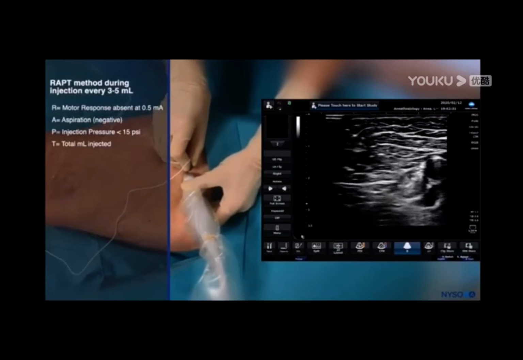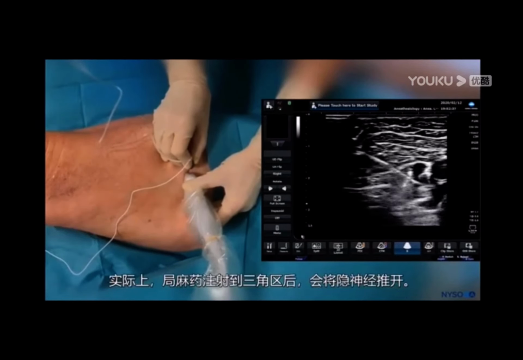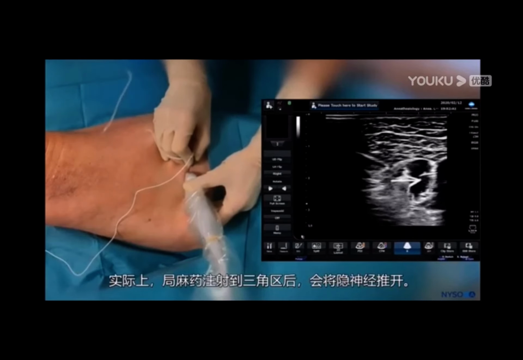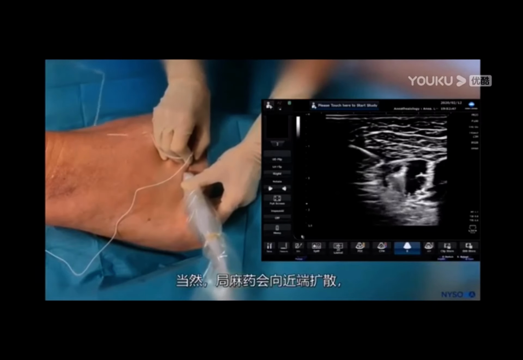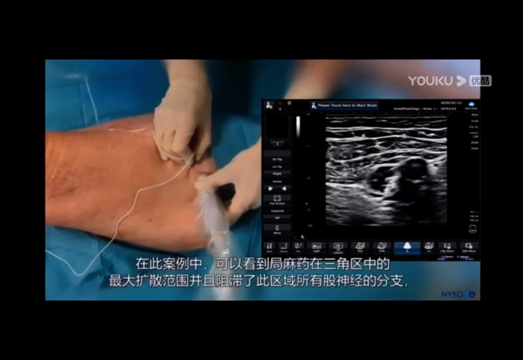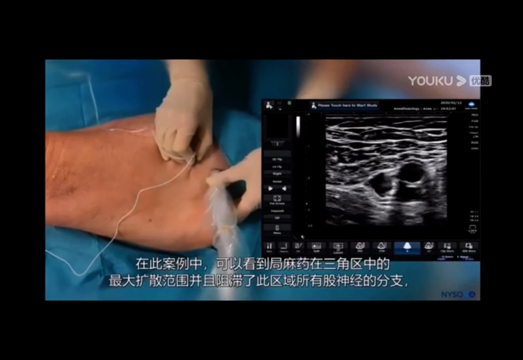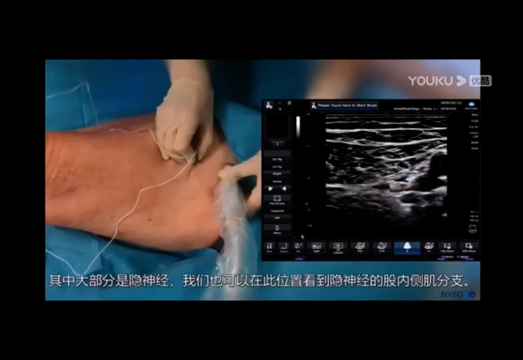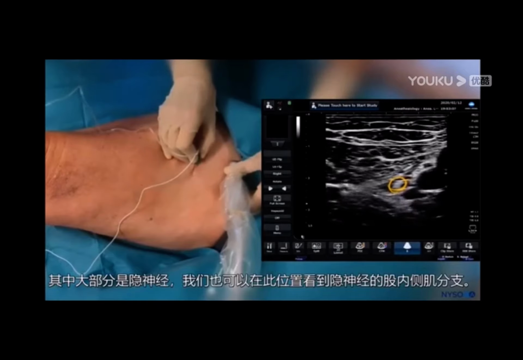Here we can see the local anesthetic, how it disperses in the femoral triangle. It actually pushes the saphenous nerve away as the local anesthetic is being injected into the triangle. The local anesthetic, of course, tracks proximally, which we can determine now by tracking more proximally. You can see how far the local anesthetic in the triangle reaches up and bathes whatever remains of the femoral nerve. In this case, mostly it's the saphenous nerve, but we also see a branch to the vastus medialis muscle over here as well.